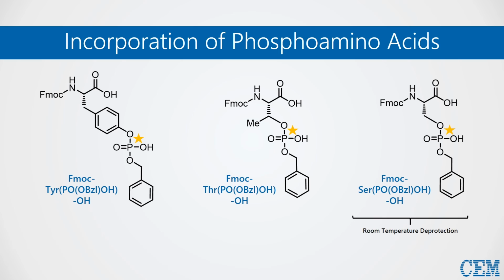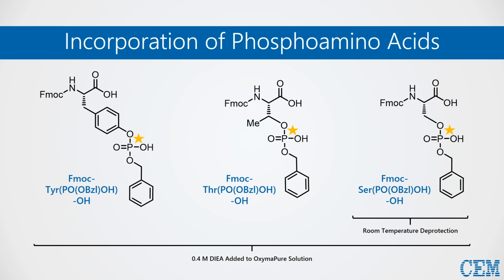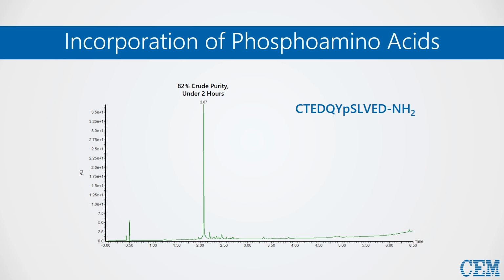Phosphoserine, however, requires room temperature deprotection as it seems prone to dephosphorylation at high temperatures during deprotection. Upon incorporation of its neighboring amino acids, elevated deprotection temperatures can return for use. Lastly, when incorporating amino acids, we recommend addition of 0.4 molar DIEA to the Oxyma solution. This further prevents undesired dephosphorylation. With these parameters in mind, we were able to synthesize the displayed phosphopeptide in 82% crude purity in just under 2 hours.